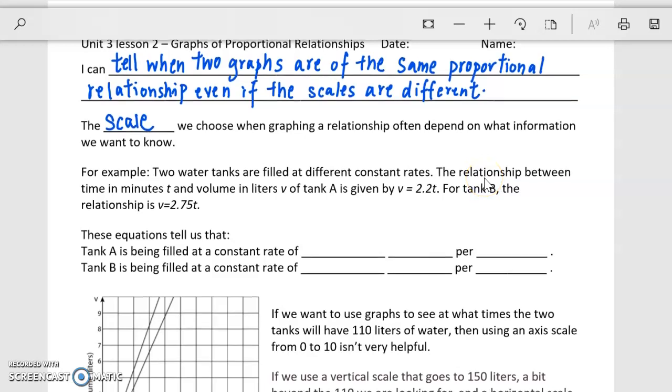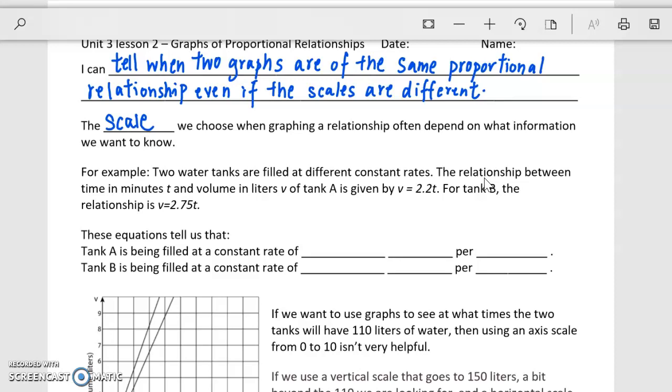All right, now we're going to finish our lesson 2 notes. Make sure you have your title in your content page, and the title is going to be Graphs of Proportional Relationships. It is also on top of your paper, so you guys can see that title, write it down in your content page, and then we can move on.